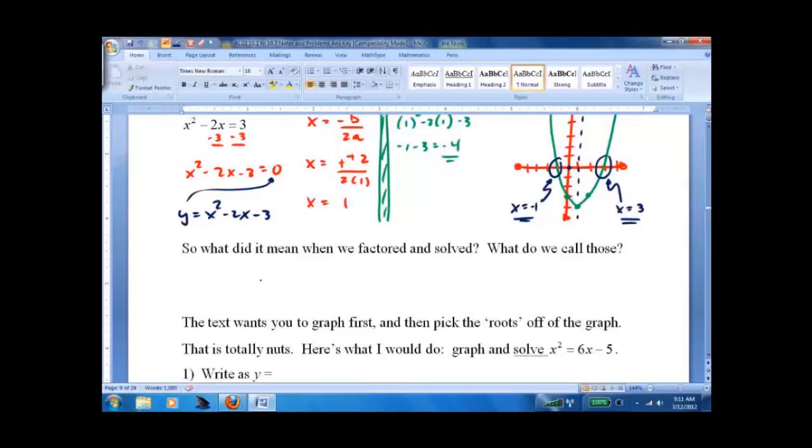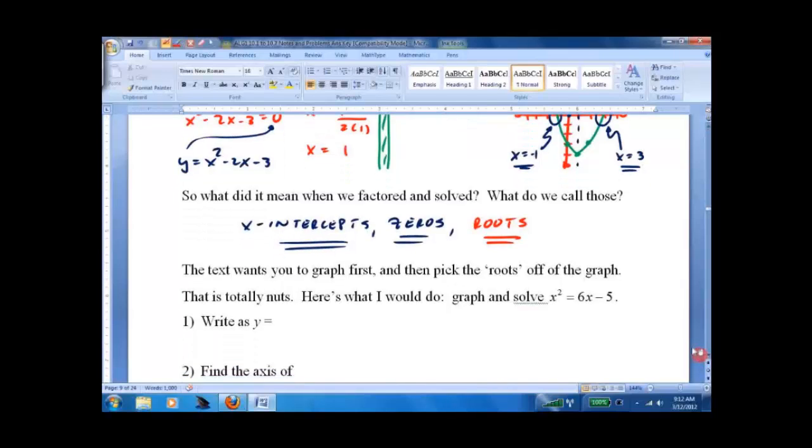We call them x-intercepts. We call them zeros. And mostly we call them roots. Why roots? I have no idea. Just call them the roots. I think it's short for square roots, which will come up in the next few lessons down the pike. So that's it.